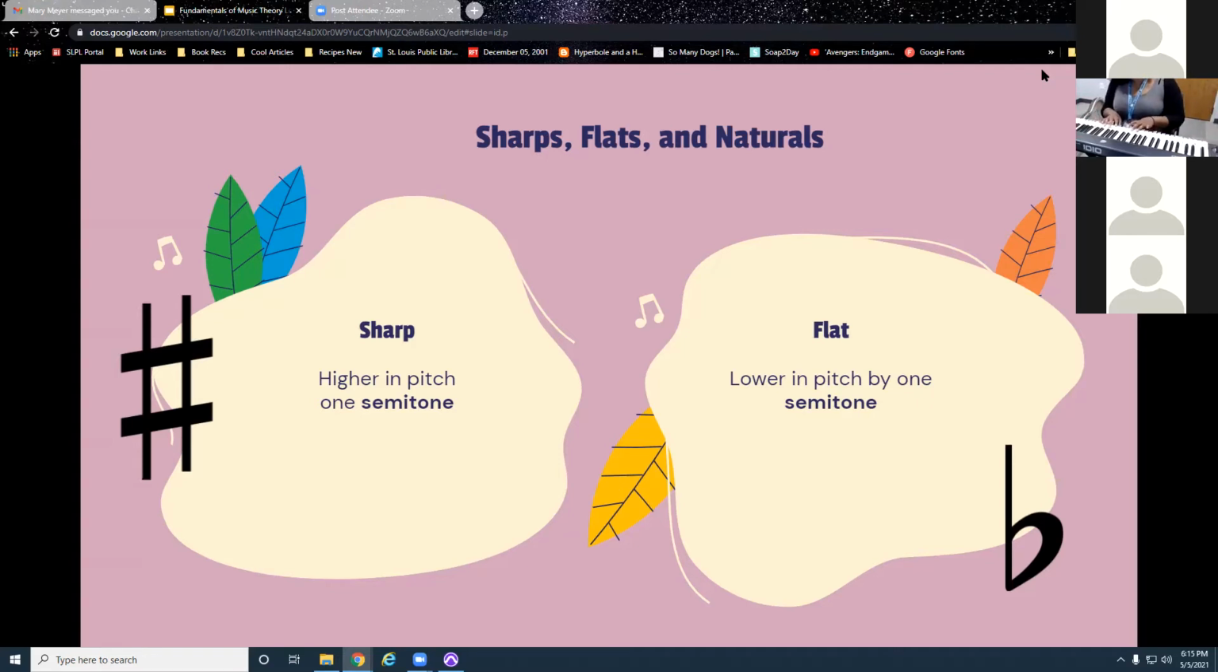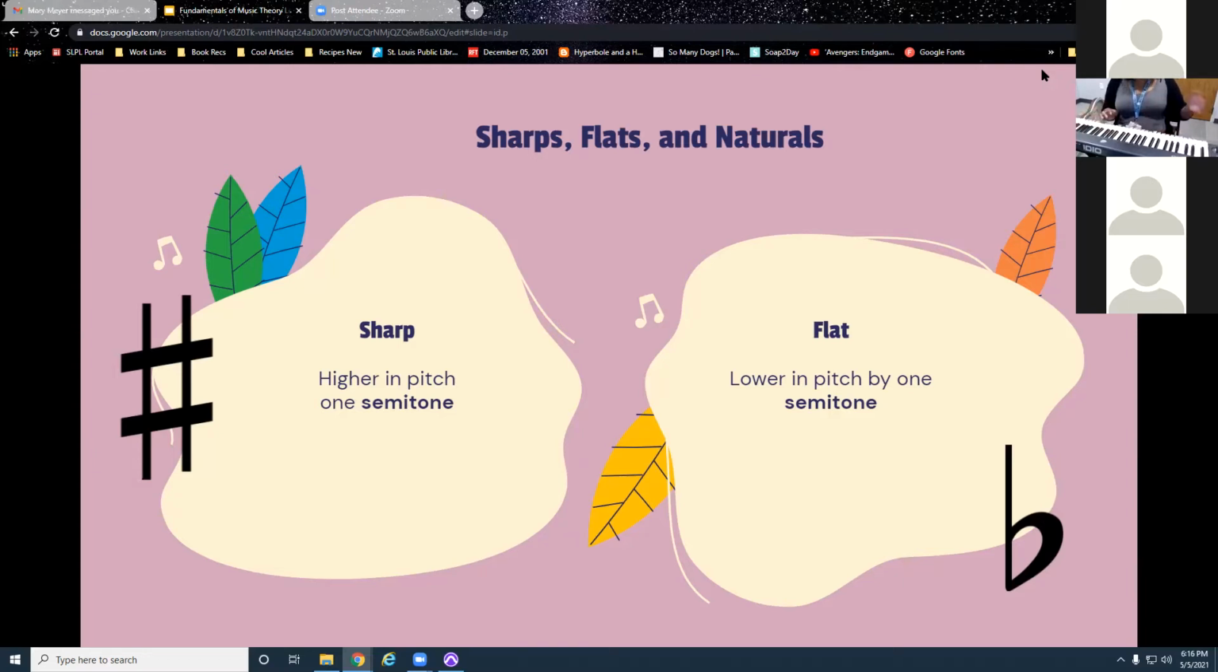So when we talk about natural keys or natural notes, we're talking about all of the white keys. All those are referred to as a natural. So it's neither sharp nor flat. The flats and the sharps are the black keys. Oops, sorry. I hit the natural by accident. So those are all the sharps and flats.